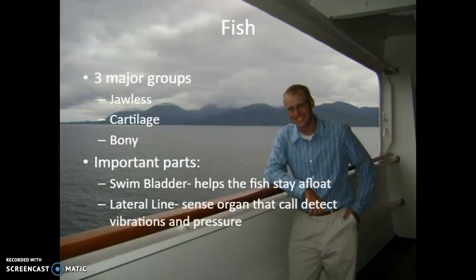The first group of vertebrates are the fish, and there are actually 3 major groups: the jawless fish, the cartilage fish, and the bony fish. Some important parts in the fish are the swim bladder, which helps the fish stay afloat, and the lateral line, which is a sense organ that goes down the side of the fish. It helps to detect vibrations, pressure, and even electrical currents. You've heard of an electric eel. They actually are able to use their lateral line to generate an electric current instead of just detecting it.